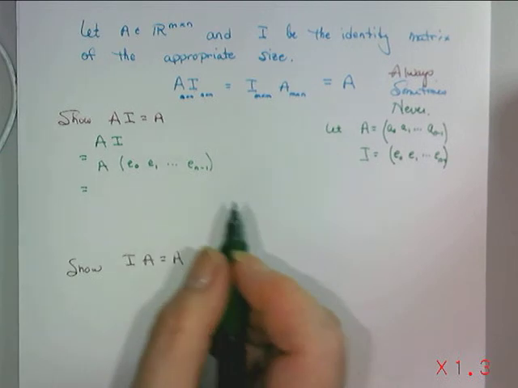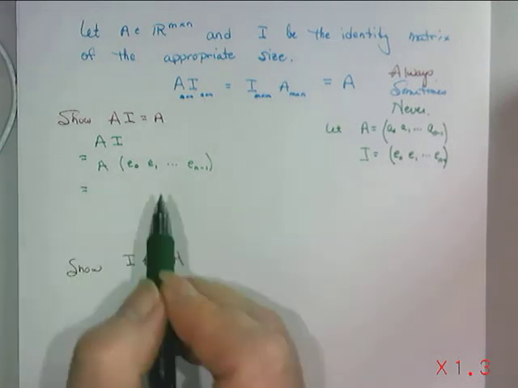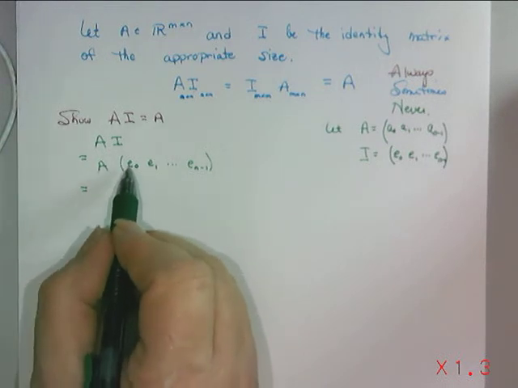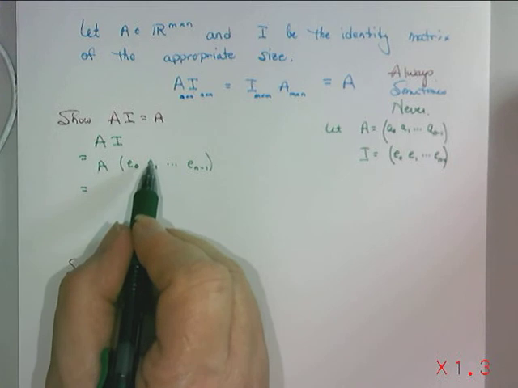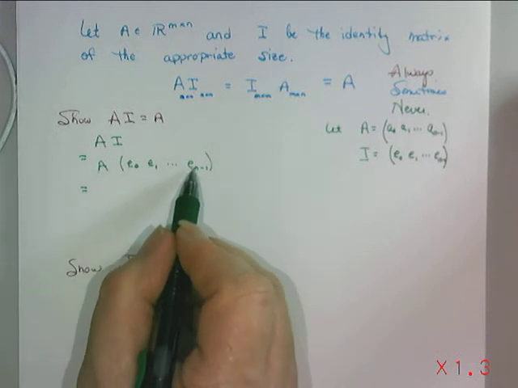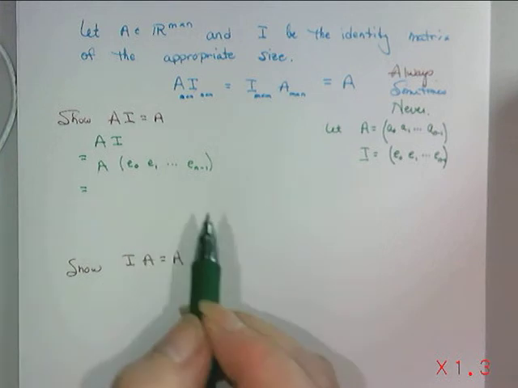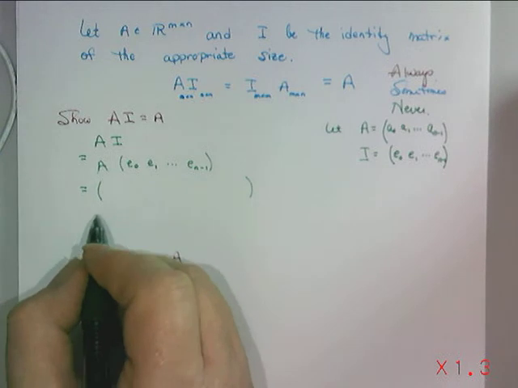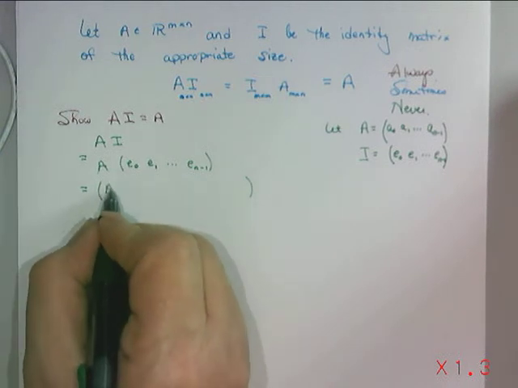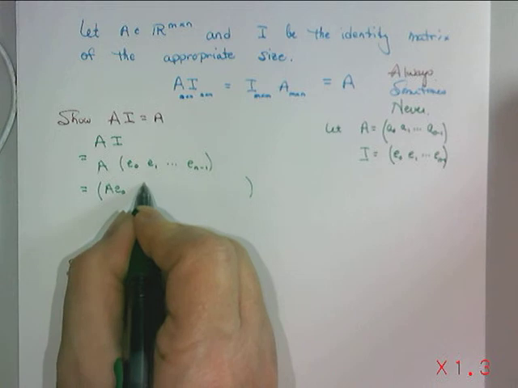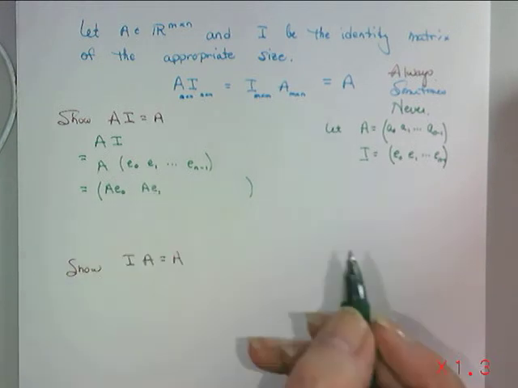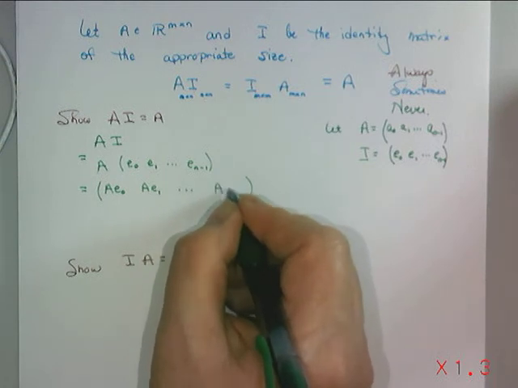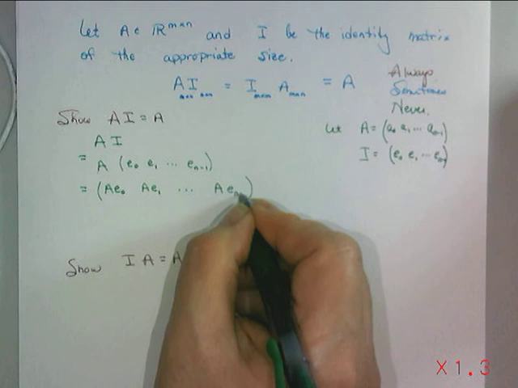Well, the way we perform matrix multiplication, or one way, is to take the matrix A and multiply it by each of the columns of the identity to get the columns of the result. So, in other words, the product is going to be the matrix with columns A times E sub 0, A times E sub 1 is going to be the second column, and so forth. The last column is going to be A times E sub n minus 1.